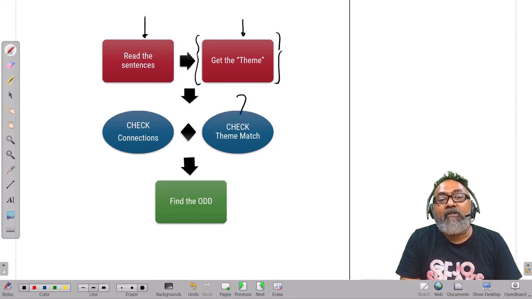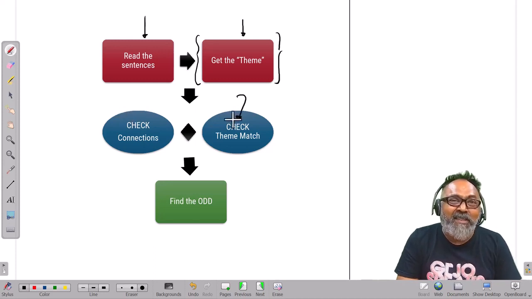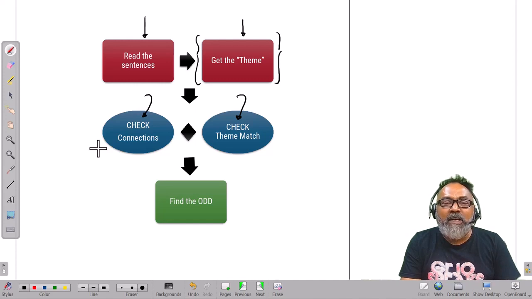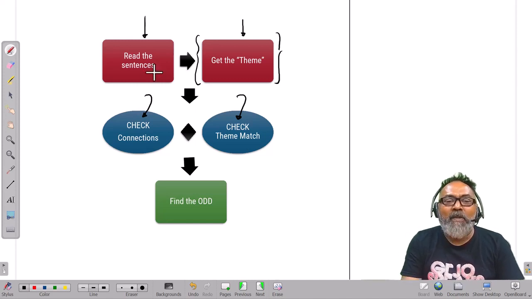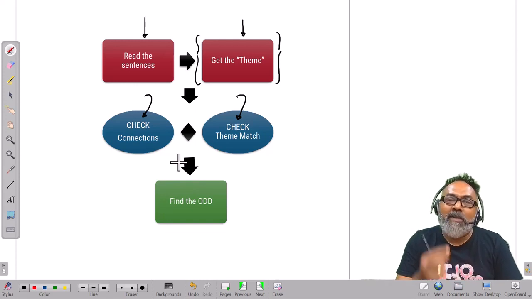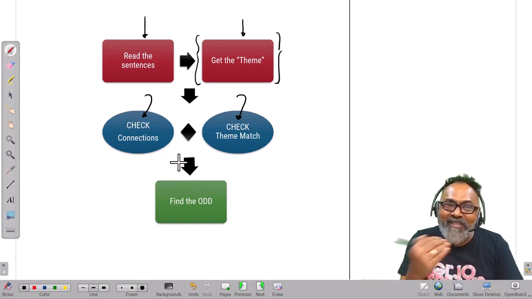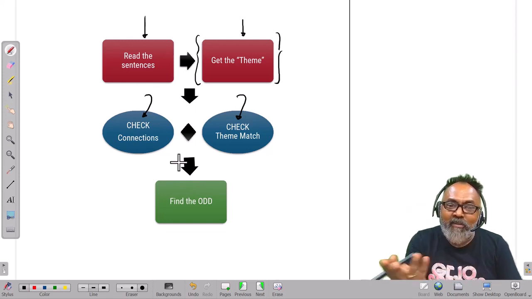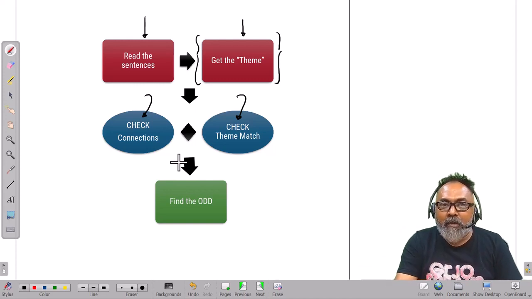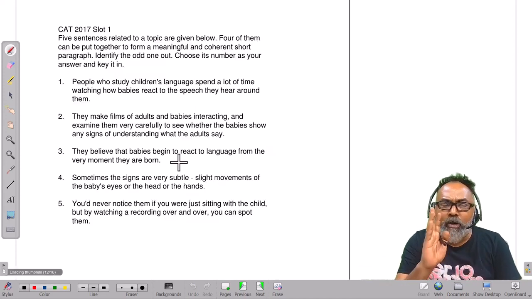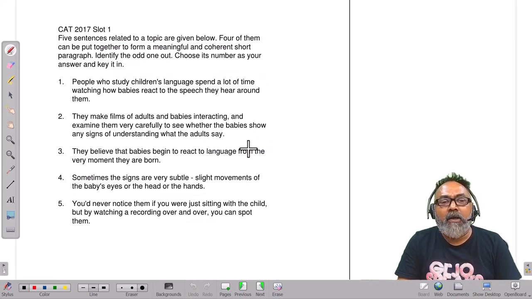Which sentence is mapped to the theme? Is some sentence slightly going away from the theme? What is the specific discussion that is happening? Can we find all these connections, pronouns, signals, echoes, and then find the odd one? So my suggestion would be to first read the sentences and get an idea of the theme, and then do all the other things that you want to do. Okay, got it? So let's look at this particular question.